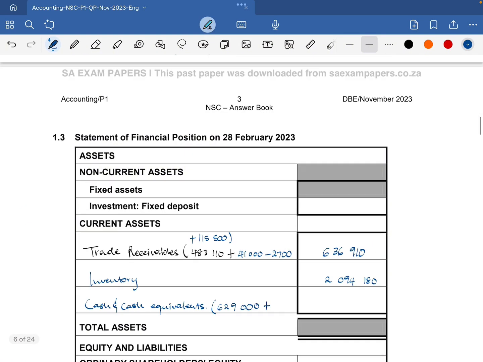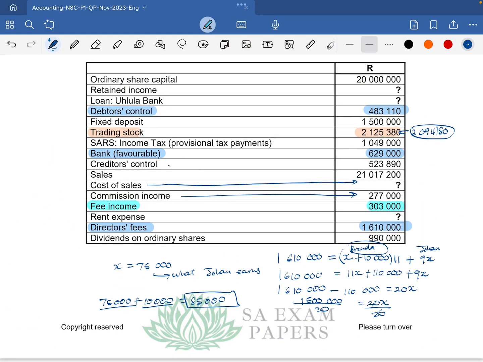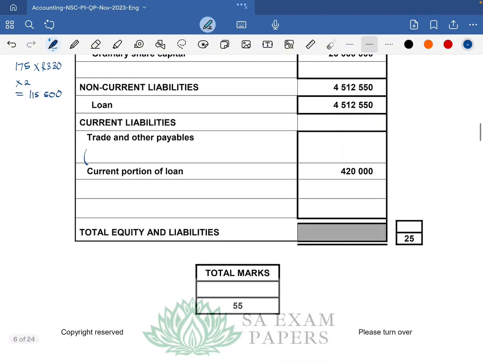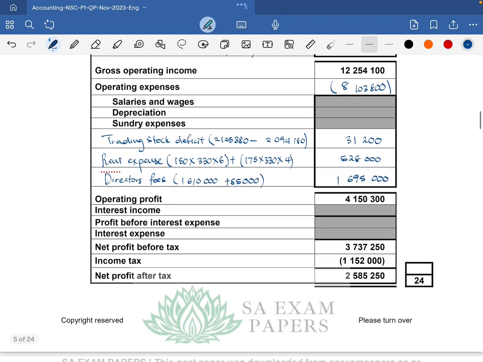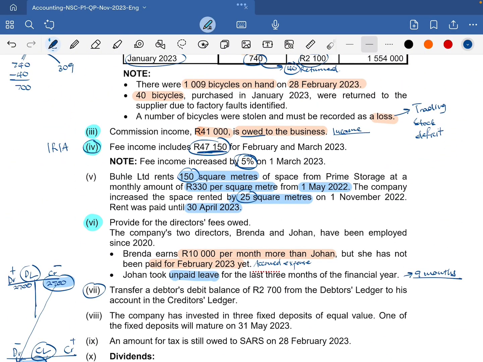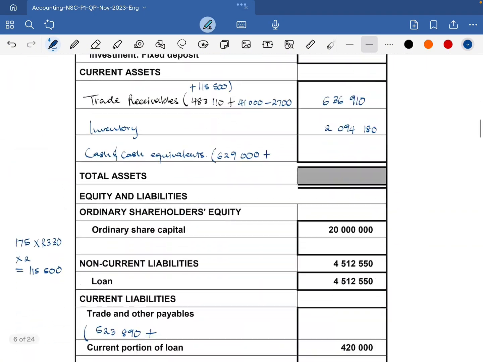So the first thing we're going to look at is our creditors control. Our creditors control amounts to 523,890. Plus we're going to look at our adjustments again. So we had the fee income that was received in advance, and we're going to take that into account. The fee income of 47, no, let's look at our income statement. The 24,150, that is payable.